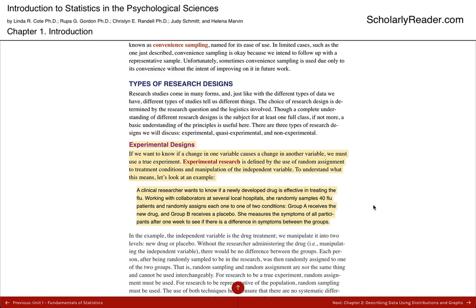Experimental designs. If we want to know if a change in one variable causes a change in another variable, we must use a true experiment.